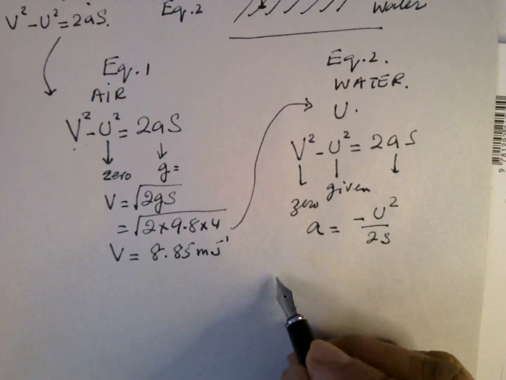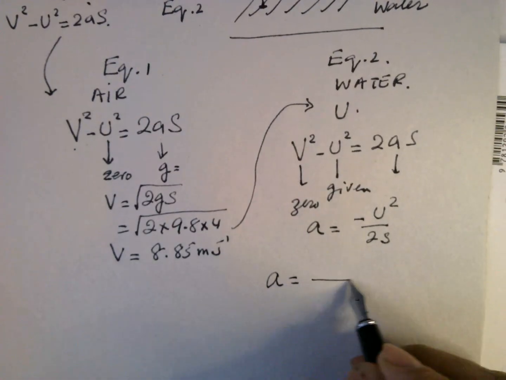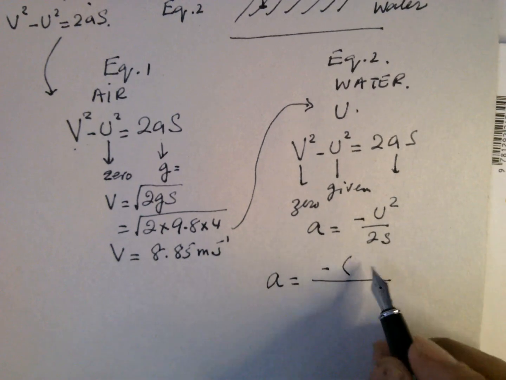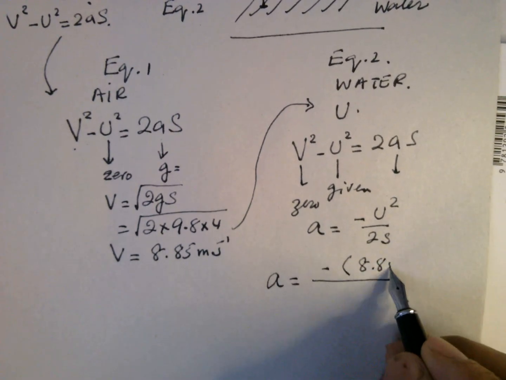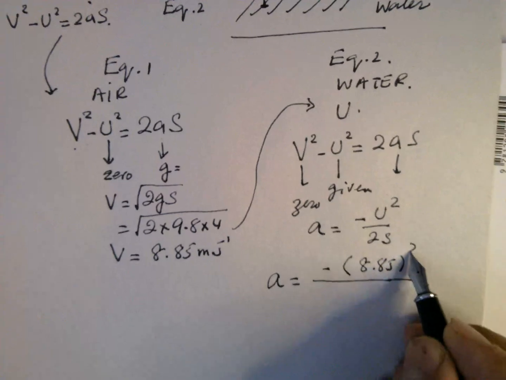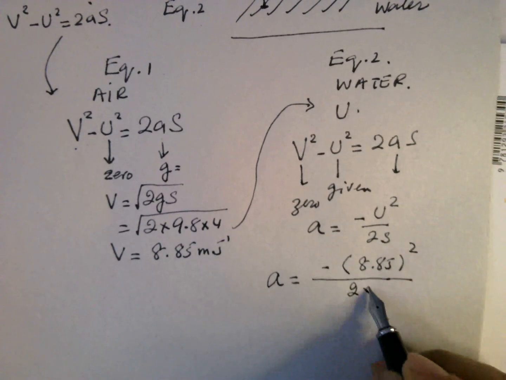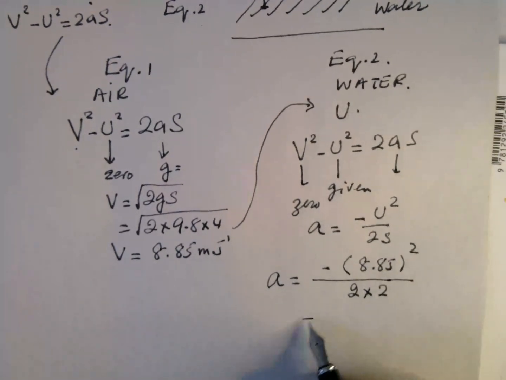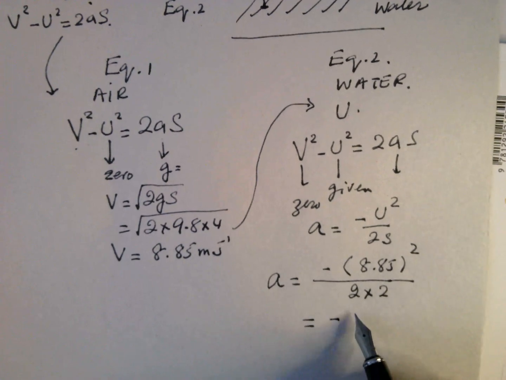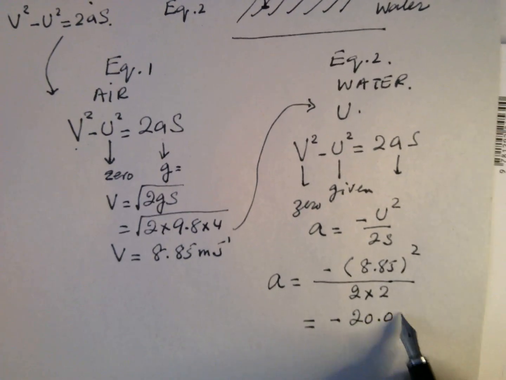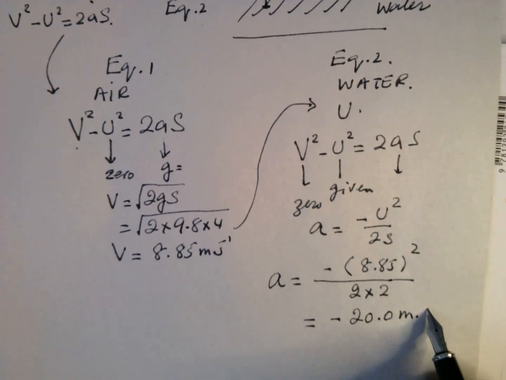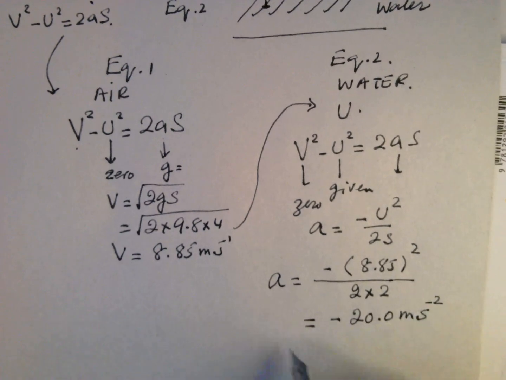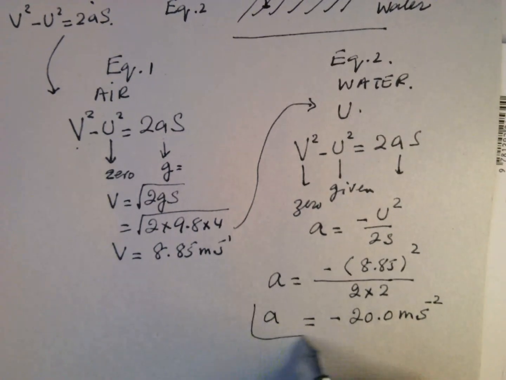So A is equal to minus u square over 2s. So the acceleration will be equal to minus 8.85 whole square, divided by 2 into 2, which is equal to minus 20.0 meter per second square. So this is the deceleration.